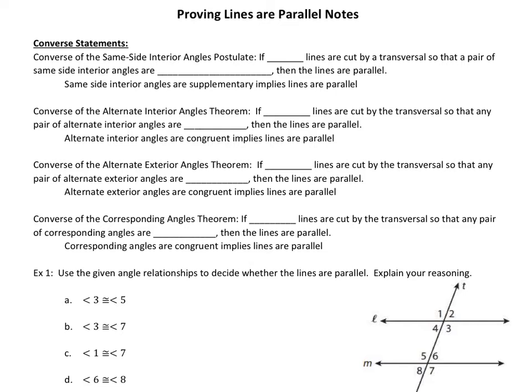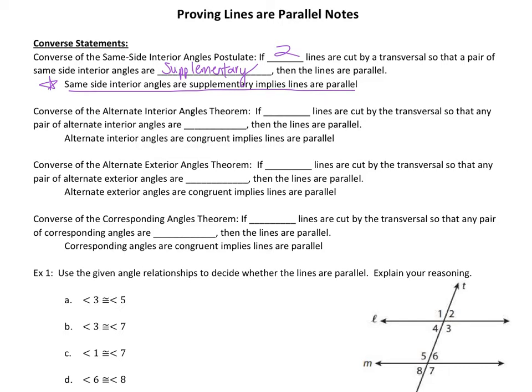So the first one is the converse of the same side interior or consecutive interior angles postulate. And that is if we have two lines that are cut by the transversal so that the pair of those same side interior angles are supplementary, then the lines are going to be parallel to each other. And here is a brief version of what that is. So we know that if the angles are supplementary, then that implies that our lines are going to be parallel to each other.